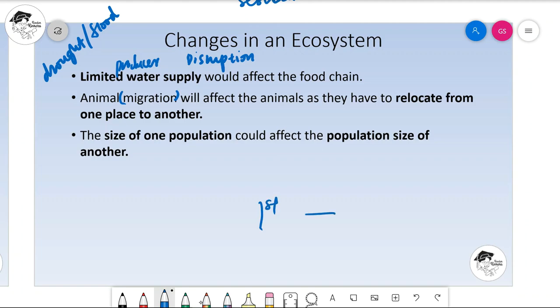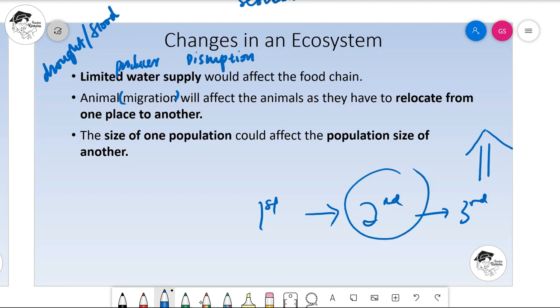First primary, secondary, tertiary. What happens if this secondary or tertiary suddenly meningkat secara mendadak? Suddenly 1,000, 2,000, 3,000 of these owls, eagles, snakes, whatever. Then what happens to the chickens? All die, no? All die. This one goes and eats this. This one menurun secara mendadak. This will be all eaten.